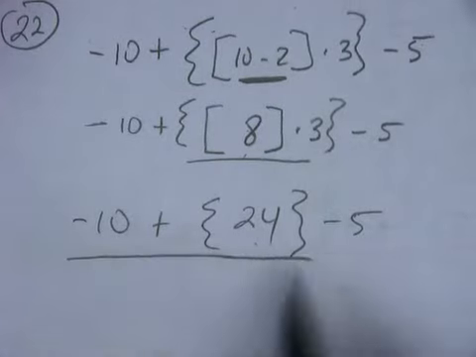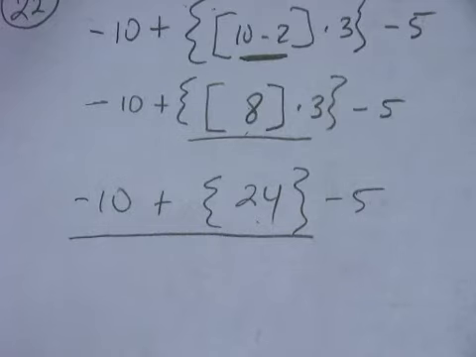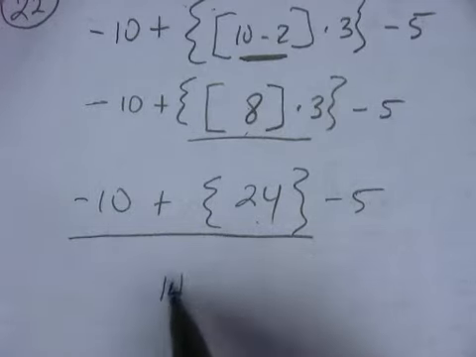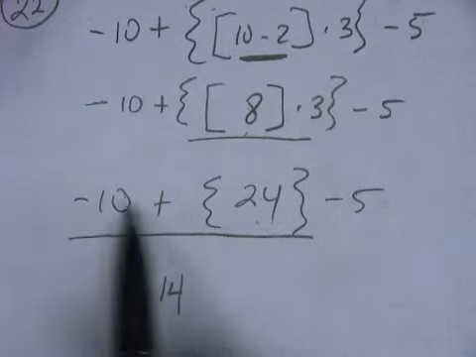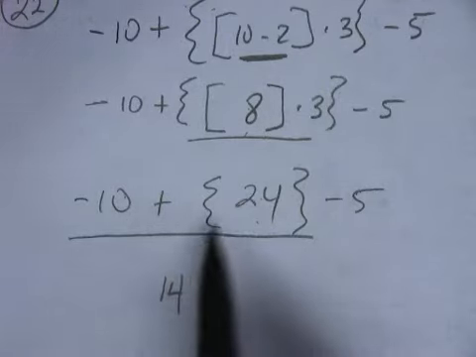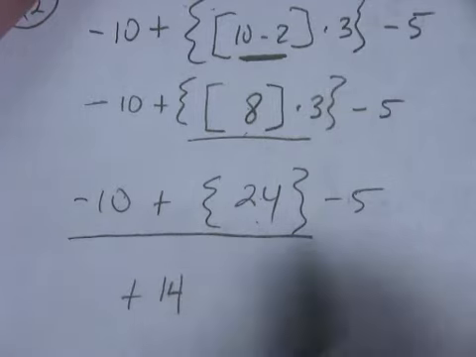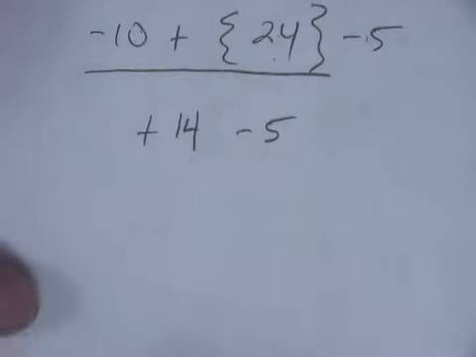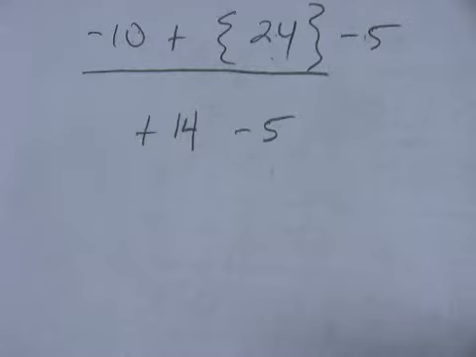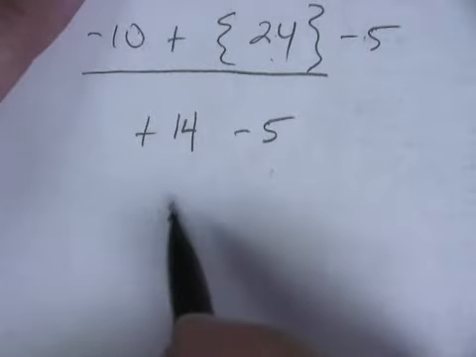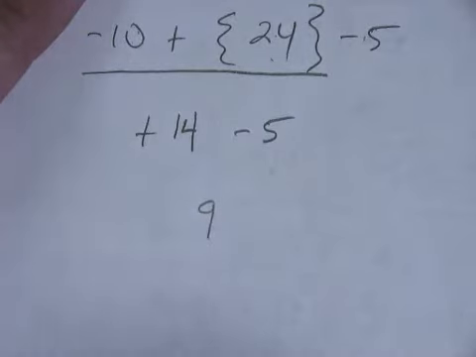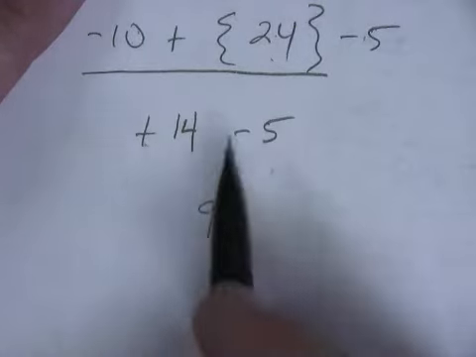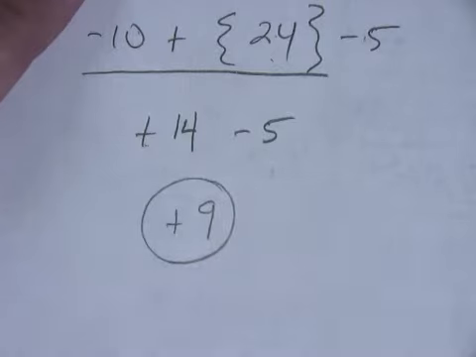So the next step is to add these two together. The signs are different. If the signs are different, I subtract. So 24 minus 10 is 14. Keep the sign of the larger number. What's bigger, 10 or 24? Well, 24 is bigger, and it's positive, so I'll keep that there. Bring down the minus 5. Signs are different again, so we subtract, and that'll give us 9. Keep the sign of the larger number. 14 is bigger than 5, so we keep the positive. And there it is.